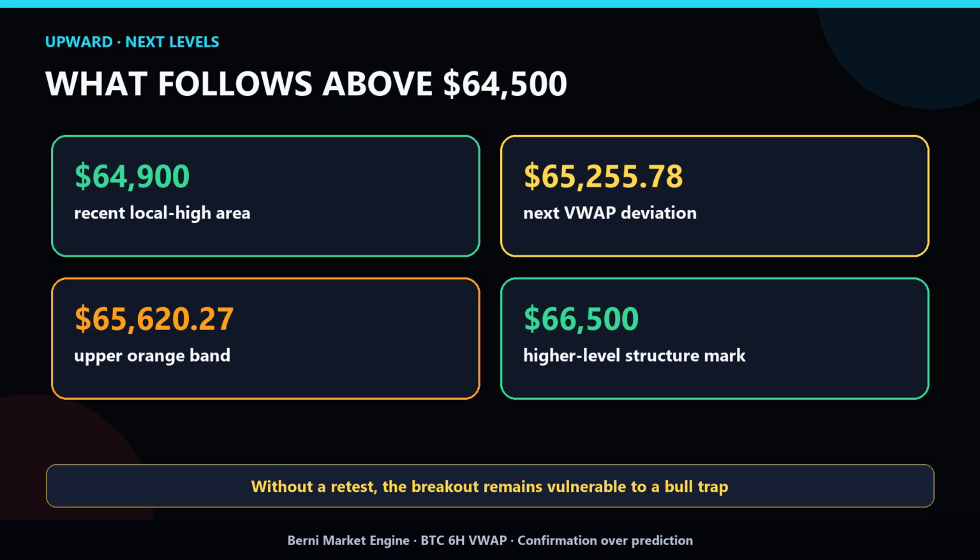If price confirms the break above $64,500, the first resistance is $64,900. Above it comes $65,255.78 and $65,620.27. The higher level structure mark is $66,500. A brief touch is not enough at any of these levels. A breakout that fails to hold on a retest can still become a bull trap.